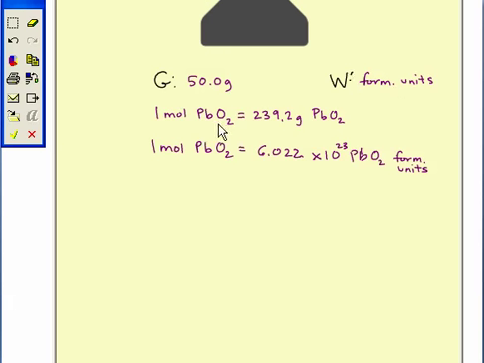Now, we've already worked with this compound before, and we calculated its molar mass. So we know that 1 mole of lead-4 oxide is equal to 239.2 grams of lead oxide. And this gets us from mass to moles. And then to get to an actual number of formula units, we use Avogadro's number. Remember, Avogadro's number to get a number. So 1 mole of lead-4 oxide is 6.022 times 10 to the 23 formula units of lead-4 oxide. So we have a 1 with each unit, grams, formula units, moles. We're ready to do our railroad math.